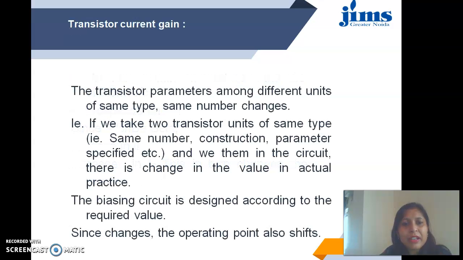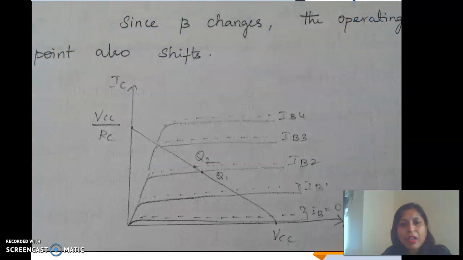Now current gain beta. The transistor parameters change among different units of the same type and same number. That is, if we take two transistor units of the same type and put them in the circuit, there is a change in the value in actual practice. The biasing is designed according to the required value, so the operating point changes. Since beta changes, the operating point also shifts. So there are three factors on which the Q point shifts from its original position: leakage current, VBE, and beta.